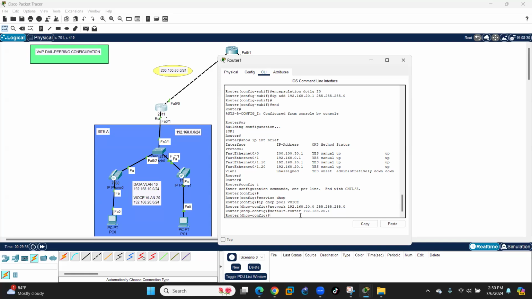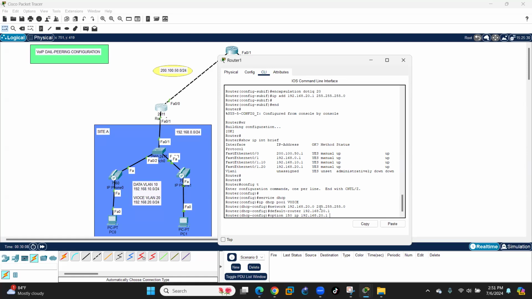And for the voice, you have to add an extra command to it. If you don't add it, it won't work. Option 150 ip 192.168.20.1. Option 150. I think that's all: option 150 ip.